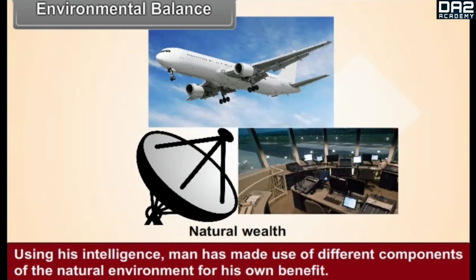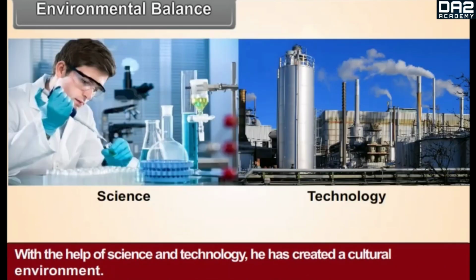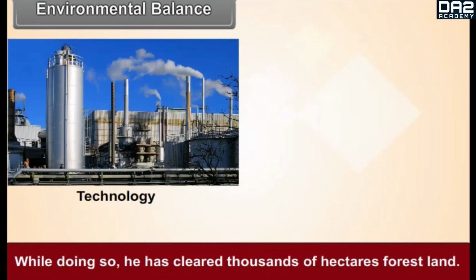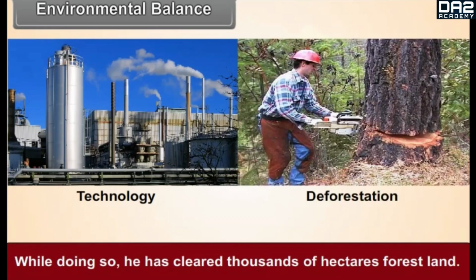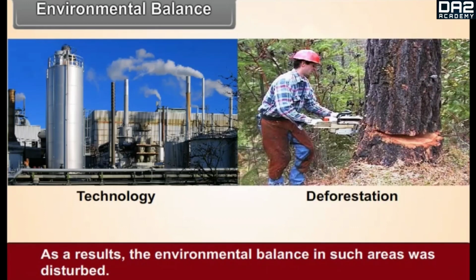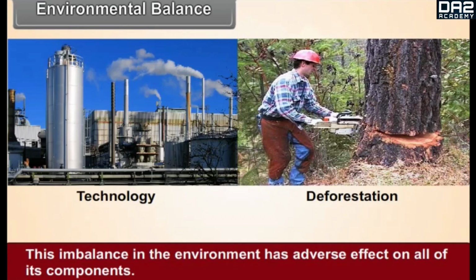Using his intelligence, man has made use of different components of the natural environment for his own benefit. With the help of science and technology, he has created a cultural environment. While doing so, he has cleared thousands of hectares of forest land. As a result, the environmental balance in such areas was disturbed. This imbalance in the environment has adverse effects on all of its components.